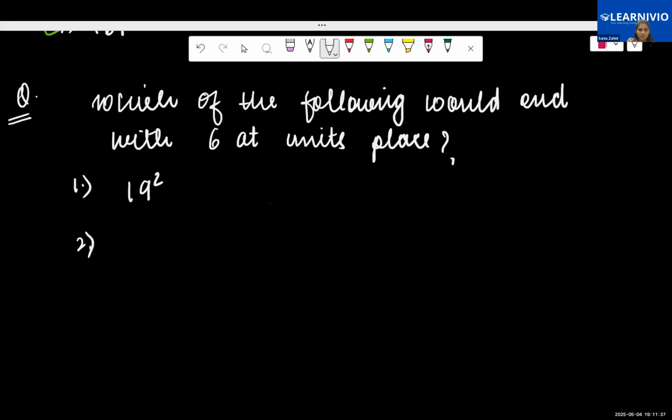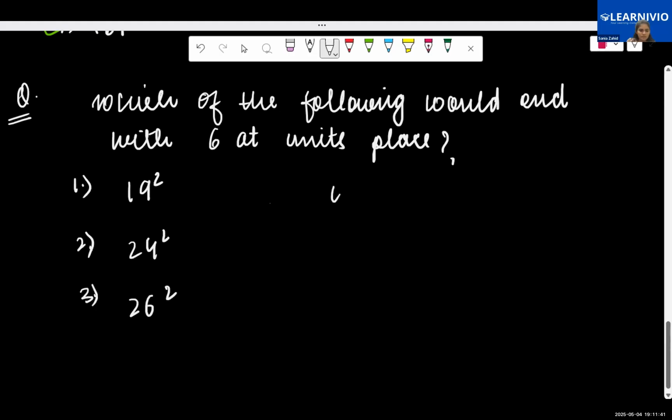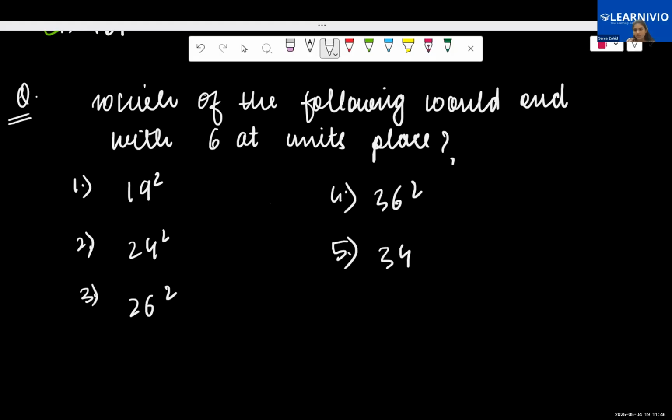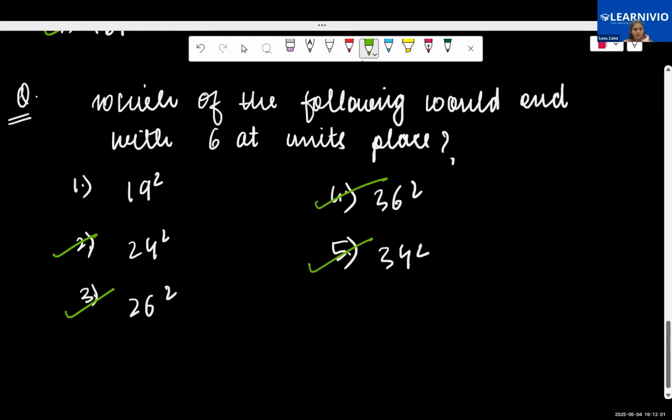Nineteen square, 24 square, 26 square, 36 square, and 34 square. Solve this. Ma'am, the second one, third one, fourth one, fifth one. Harleen, what about you? Yes, ma'am. Same answers for Harleen also?